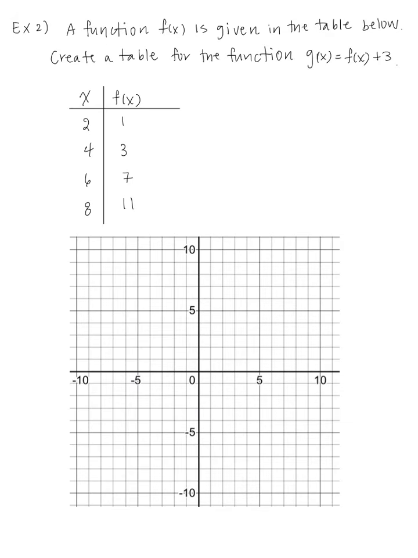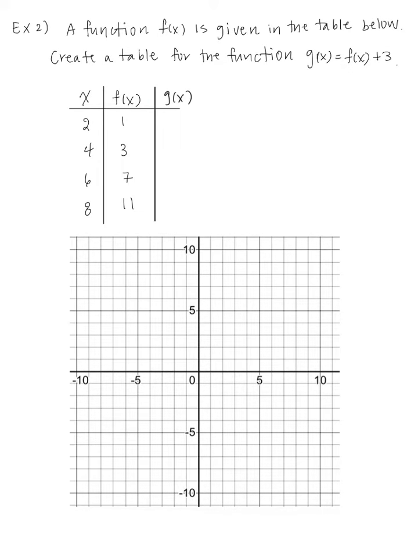All right, now let's do another example, example 2. A function f of x is given in the table below. Create a table for the function g of x equals f of x plus 3. So the difference between example 1 and example 2 is that in example 1, our function was given to us. It was f of x equals x squared. But here, the only thing that you're given is the chart of the mother graph. So here are the x values, and so this is y equals f of x. Now let's create our g of x.